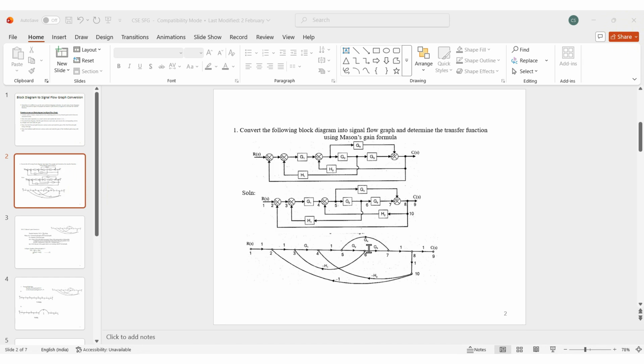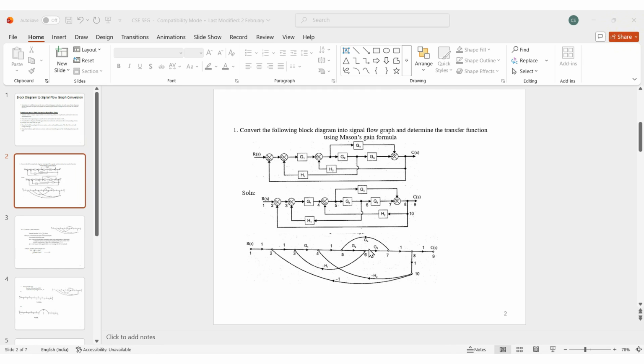Now there are 3 feedback gains, and it is a negative feedback. So when we represent these feedback gains in the signal flow graph diagram, all those gains should be represented with a negative sign. Between nodes 9 and 2, it is a unity feedback, so it is represented as -1. Between 8 and 4, we have a feedback gain of -H2. And between nodes 6 and 3, we have a feedback gain of -H1. So these are also represented.